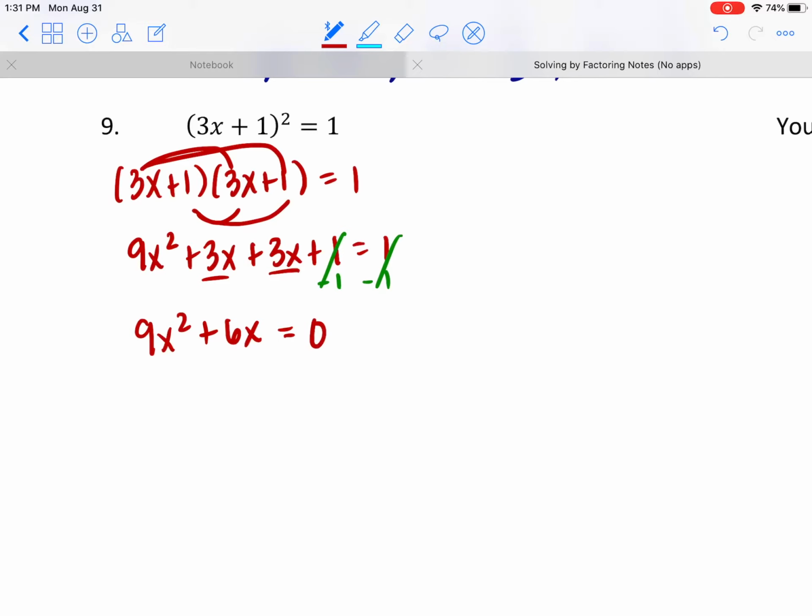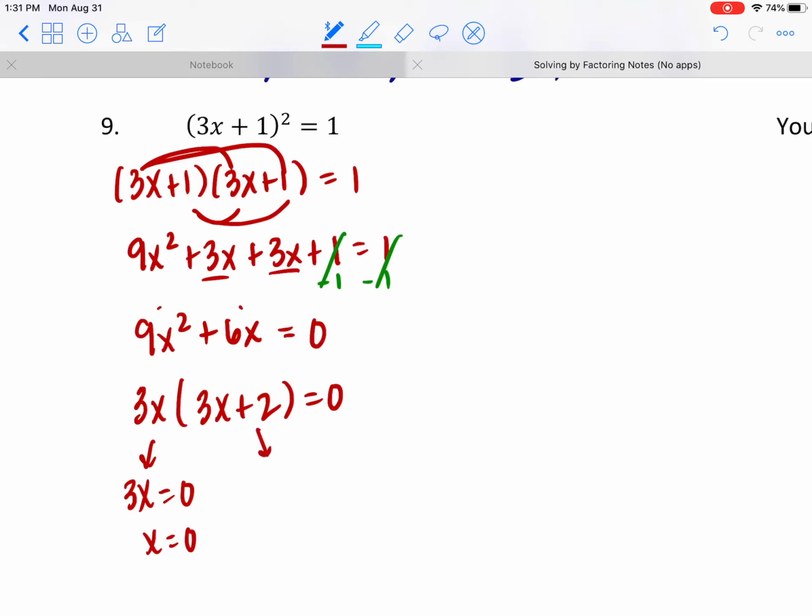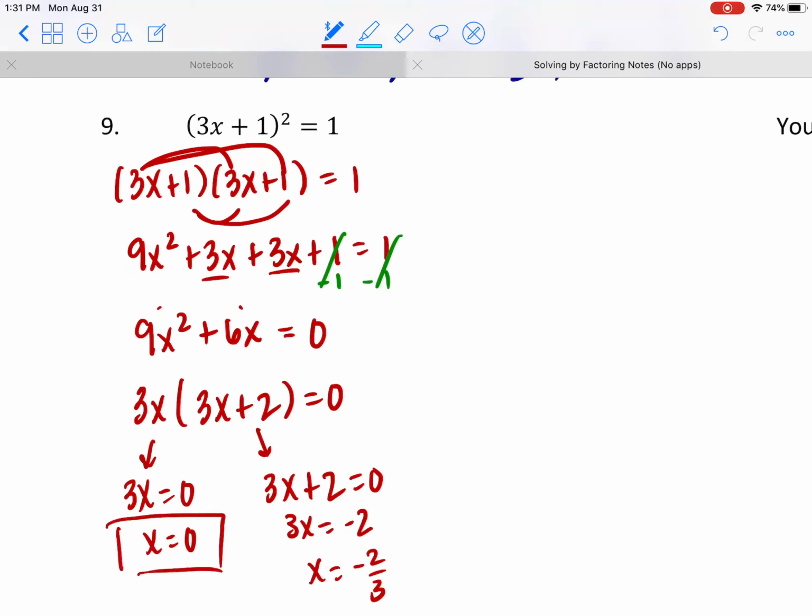And now we can factor. This time we can factor just by removing a GCF. Both of these terms have a 3 and an x in common, which would leave us 3x plus 2. And now I can get my two solutions. If 3x has to equal 0, then 0 has to be an answer. Again, each of these terms has an x, so 0 had to be a solution. And then over here, if 3x plus 2 has to make 0, we would subtract the 2 and divide by the 3, so negative 2/3 is our second solution. So 0 and negative 2/3.